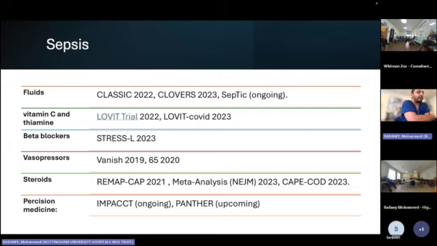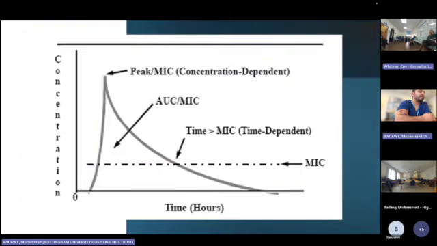Vasopressors, what type, what kind, and how much: VANISH and 65 trials. The role of steroids: EMAP-CAP, a new meta-analysis in 2023, and CAPE COD, which is being done in 2023 as well. And more advanced precision medicine and the role of molecular medicine in sepsis: IMPACT and PANTHER, which are upcoming trials. So apparently there are lots of things yet to be answered in terms of sepsis.